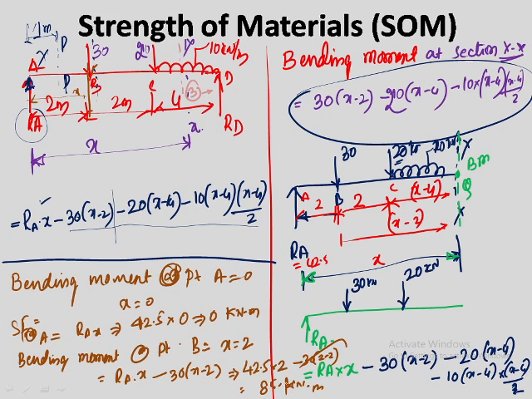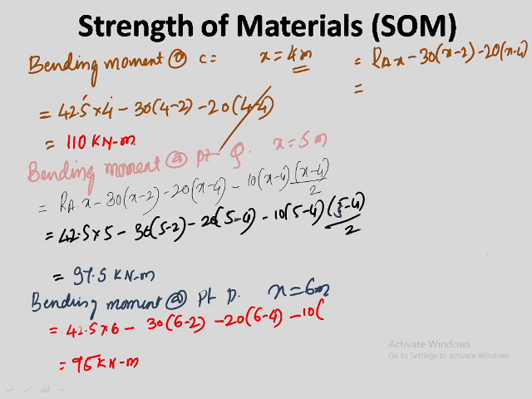Bending moment at B is how much? 85. Okay, bending moment at C is how much? 110. Bending moment at Q is 97.5. Bending moment at, let us take a point P. Now what is the bending moment at point D? You should get a 0. You just check it.